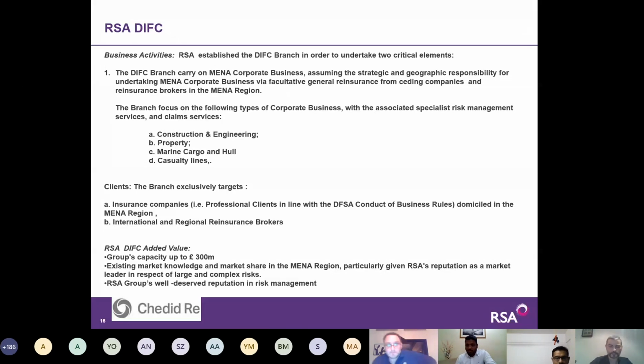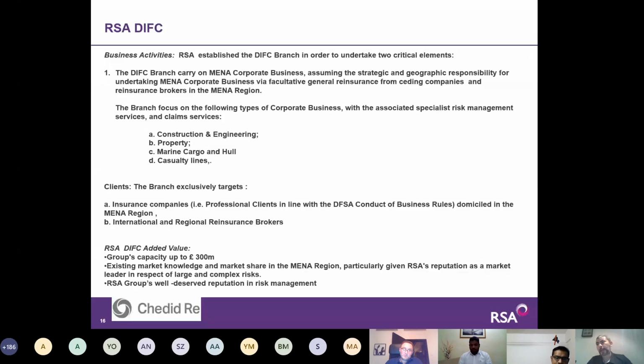We see Chedid Re, for example, because Chedid Re organized this, not less than 8 or 10 times a year. In our DIFC office, as I mentioned, we have the group capacity and the group stamp. You are insuring your risks and doing your reinsurance with an A-rated company, which makes you very comfortable placing business with RSA or our competitors in the DIFC. Especially RSA, we are one of the oldest and most stable companies, and we are one of the growing companies. We are achieving growth on a yearly basis.